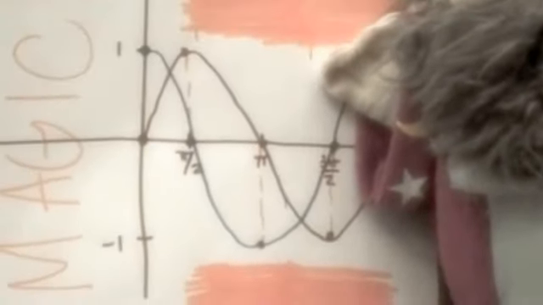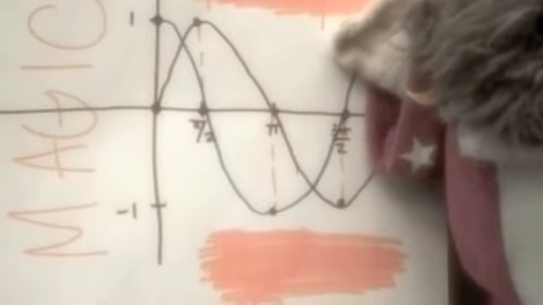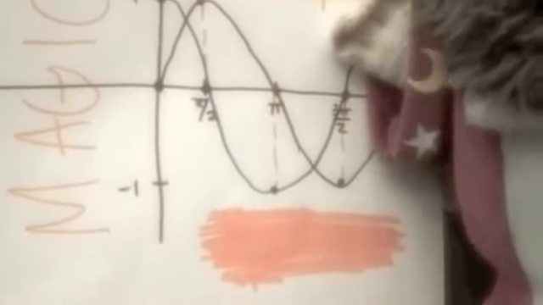The inflection points of f of x are the mins and maxes of f prime x, and when f of x is concave up, f prime is increasing. When f of x is concave down, f prime is decreasing. Now let's move on to the second derivative!